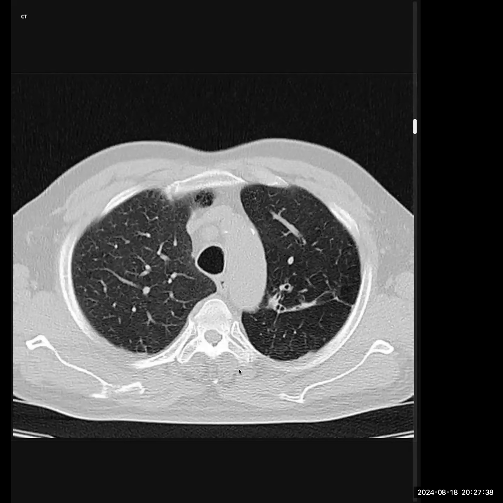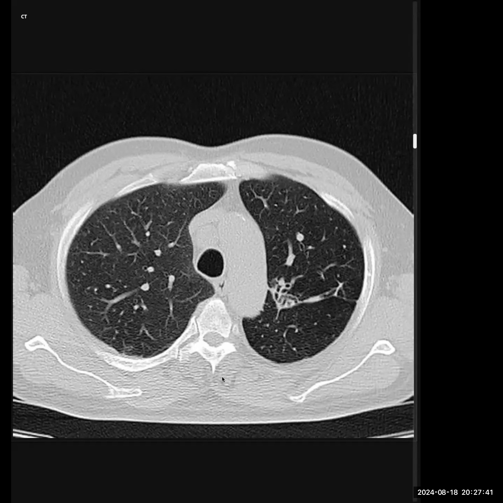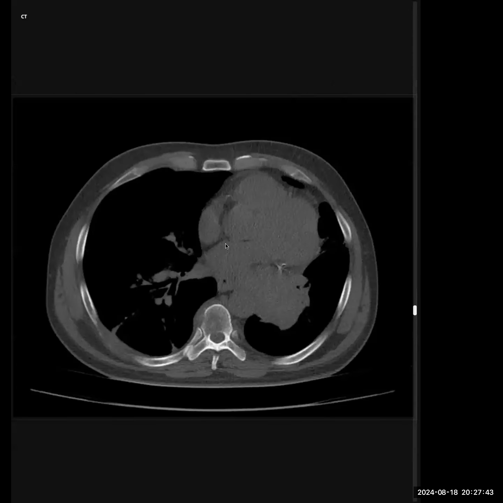Did you evaluate the bones in this window? No. Can I have the bone window? Yeah, let go of the mouse. Yeah. Here you go. Okay.